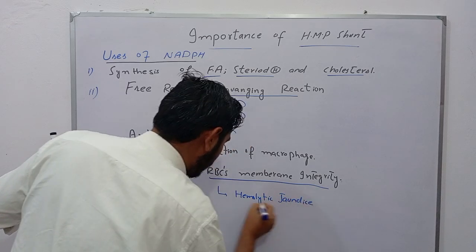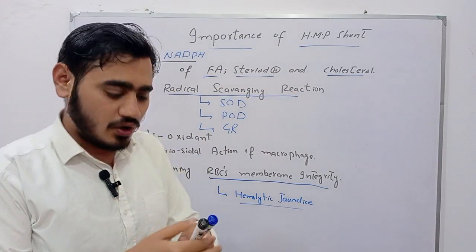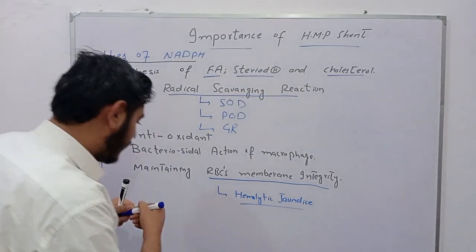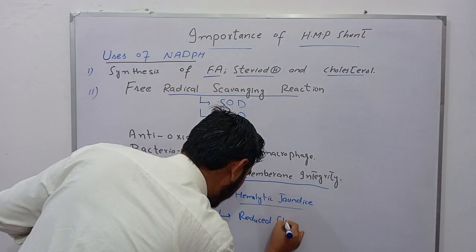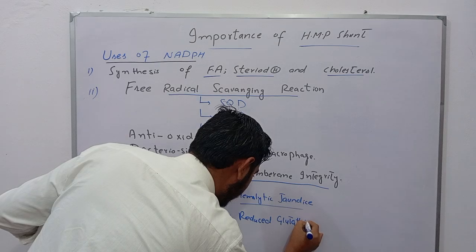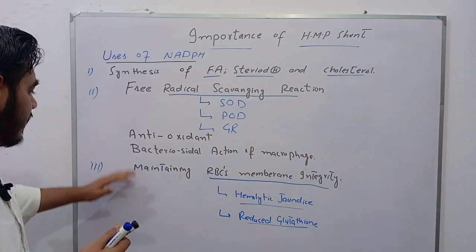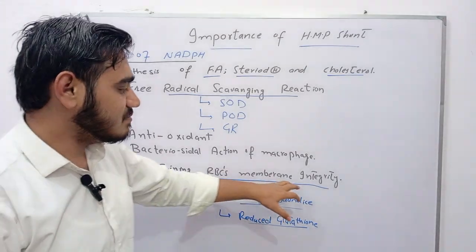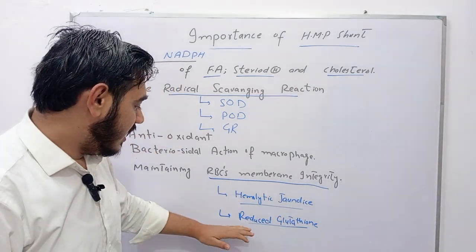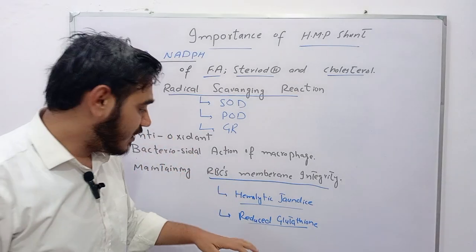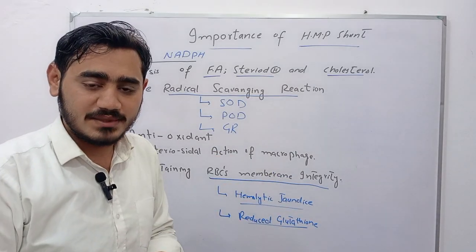Because NADPH is very important in the production of reduced glutathione with the help of an enzyme, glutathione reductase. So this is the third use, that it is very important in maintaining RBC membrane integrity. In the absence of NADPH, it leads to hemolytic jaundice, because NADPH is very important in the production of reduced glutathione, and it is very important in maintaining the membrane of RBCs.